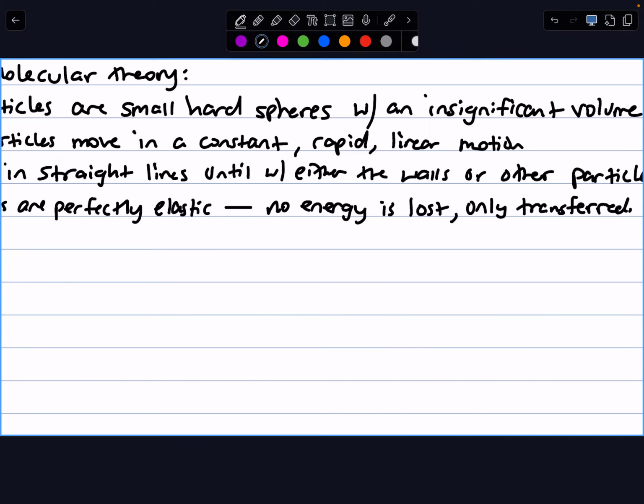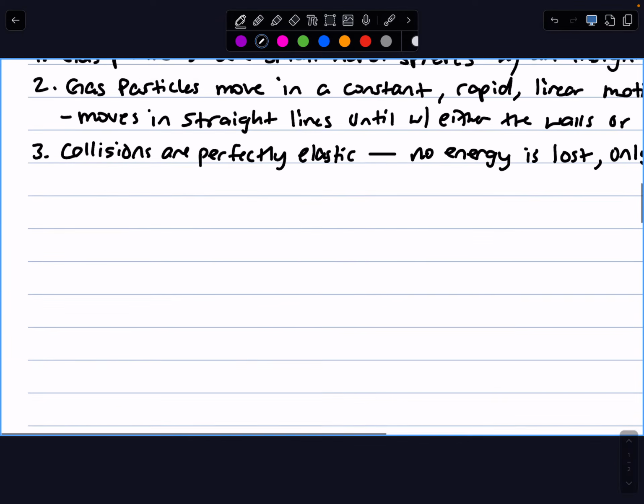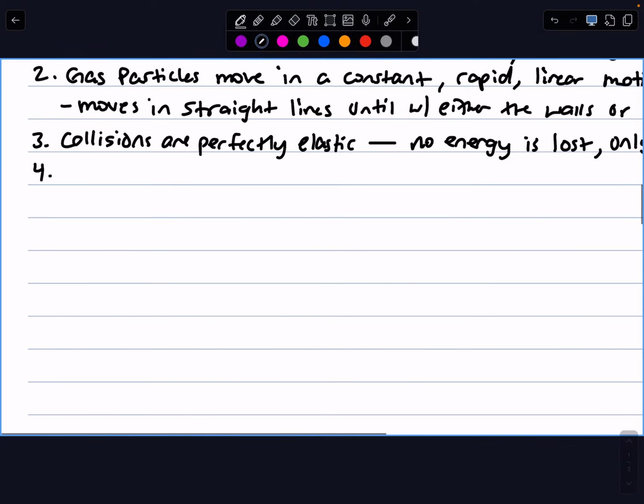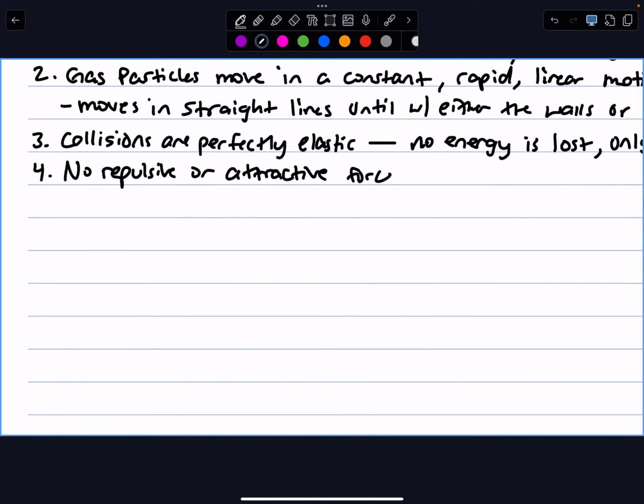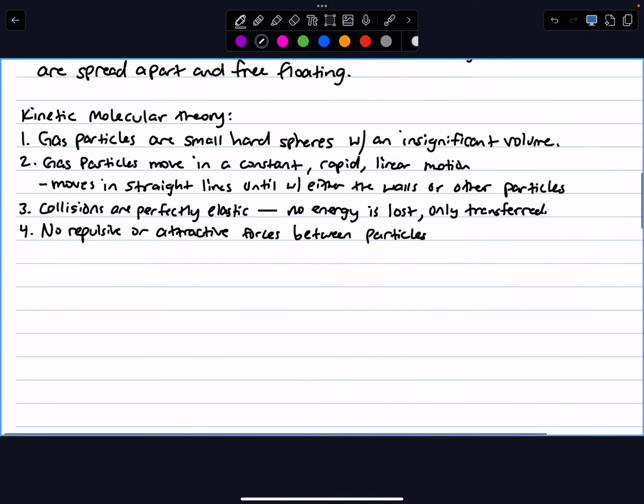No energy is lost. Okay, and then the last one that I want to talk about is there are no repulsive or attractive forces between particles. Excuse me, is this gonna be posted? I could send it to you after I'm done, yeah. Does that make sense what I just said? Those are the 4 parts.